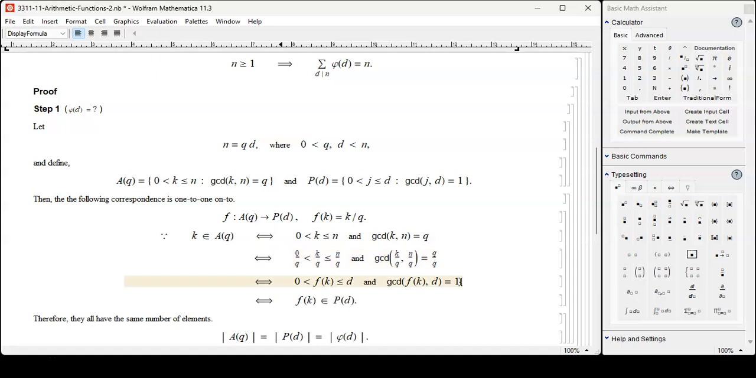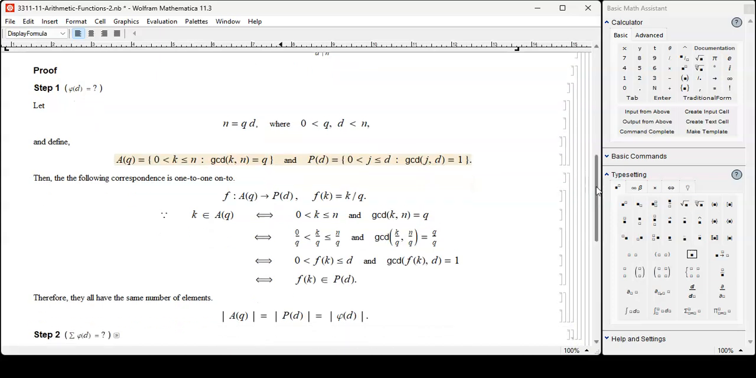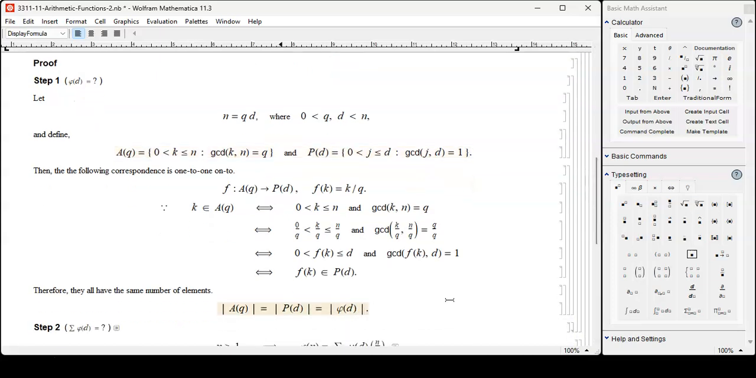Ooh, what do you get? We got precisely right here. If you put J as f of K, that's precisely this. So that means f of K belongs to capital P of D, and everything here is if and only if. So we have a one-to-one onto correspondence, a bijection. Thanks to that, capital A and capital P have the same number of elements, and that number happens to be phi of D.